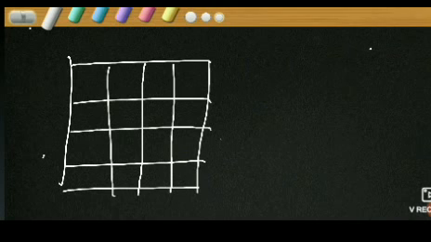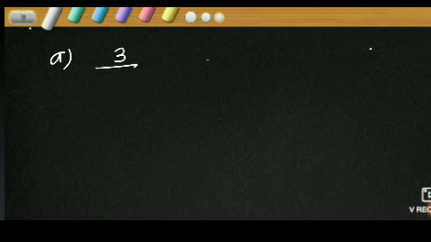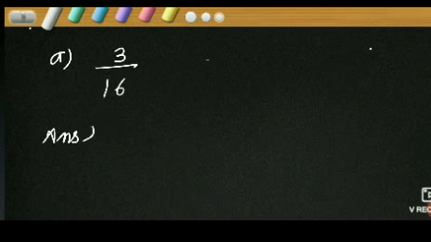Draw it like this. Have you drawn the figure neatly? Draw the figure neatly with ruler and pencil. So the given figure is a square that has been divided into 16 equal parts. Okay, now the first question is 3 by 16. So what do we have to do in the answer? Yes, in the answer we have to shade the boxes corresponding to 3 by 16.